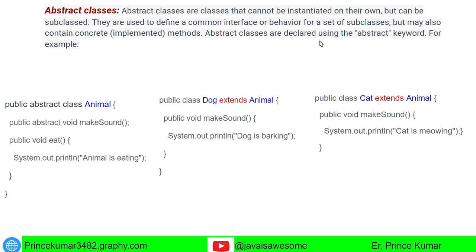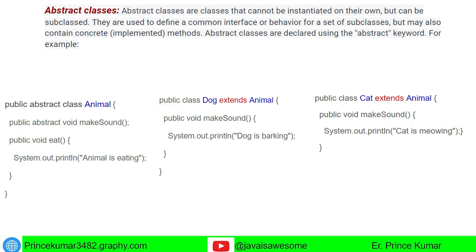Abstract classes are declared using the abstract keyword, for example. So this is the abstract Animal class having an eat method, and makeSound is an abstract method. Dog extends Animal, so it has to provide the implementation of makeSound, which is an abstract method, and it also has to provide the implementation of this. Those classes are able to access the eat method also, because it is common for both. Okay, so these are the things you have to remember.